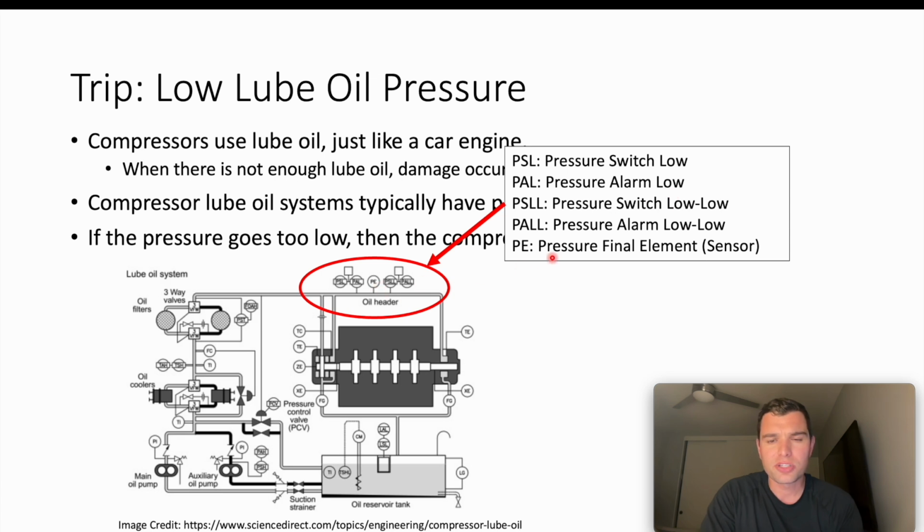PE is a little different. That's the pressure final element, such as a sensor. If you saw a TE, that would be the temperature final element, like a thermocouple. And then PSLL would be pressure switch low low, and PALL pressure alarm low low.